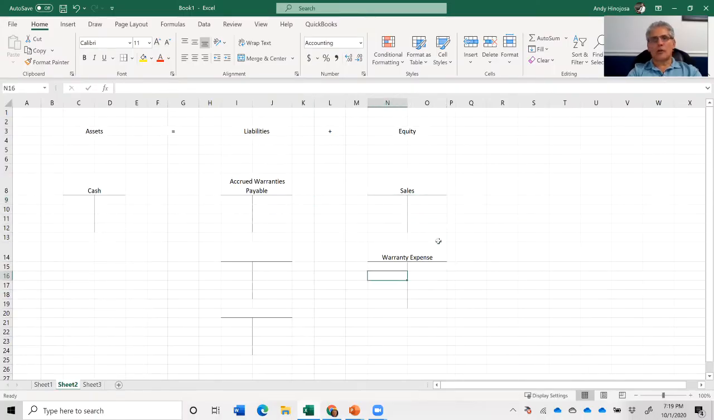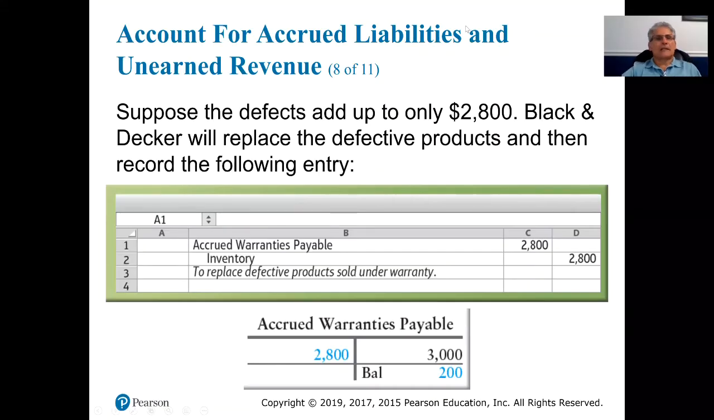Okay, so follow along with the journal entry. The debit is to warranty expense for $3,000, and the credit is to accrued warranties payable for $3,000. Now let's suppose the defects add up to only $2,800. Black & Decker will replace the defective products and then record the following entry. They're going to debit accrued warranties payable for $2,800 and credit inventory.